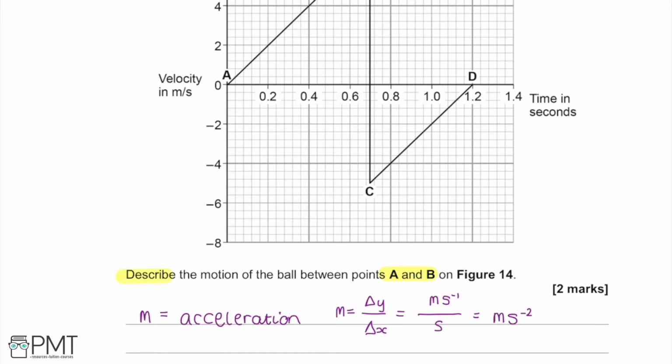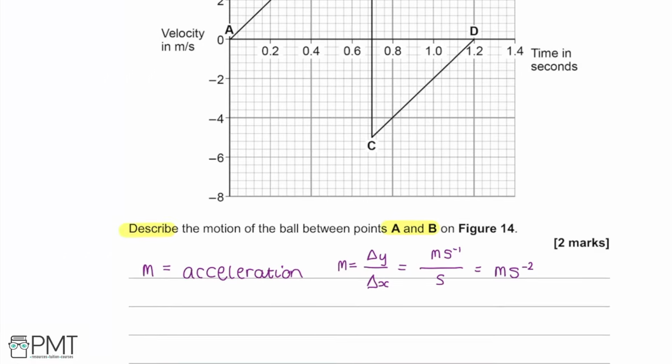That's going to give us a gradient which has units of meters per second squared, which is the unit for acceleration. So we can see here that between A and B there's a straight line, which means the acceleration is going to be the same no matter where you are between A and B. So that means we've got constant acceleration. And the way that we describe this constant increase in velocity is with the term uniform acceleration.